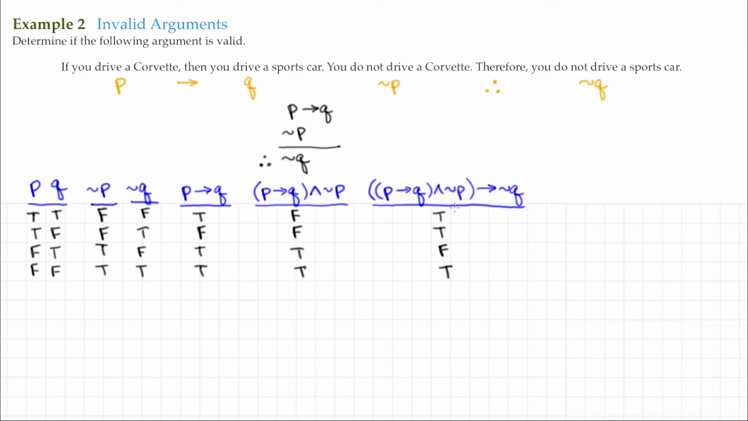So this is not a tautology. All the values would have to be true for this argument to be valid. But since we have one false truth value, this winds up being an invalid argument. And there you go.